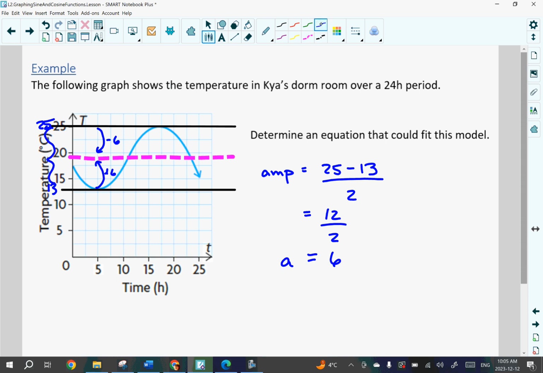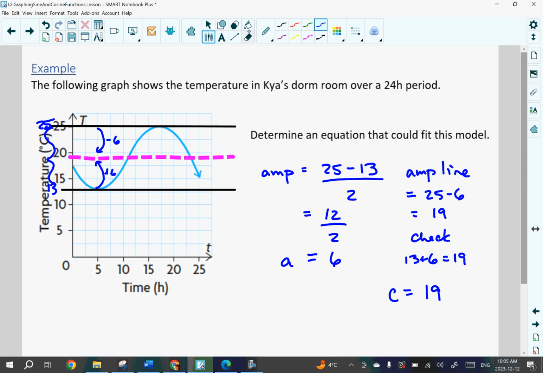So amp line, that's our C value. That's just your vertical translation up or down. I'm going to go 25 minus 6 gives us 19. And then just to check, 13 plus 6 gives us 19. So we know that our C value is going to be 19. That's where our amp line is. Amplitude is 6, going up 6 or down 6.